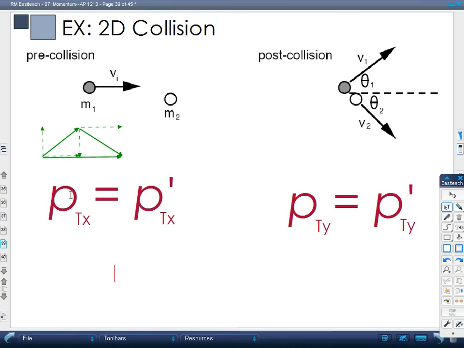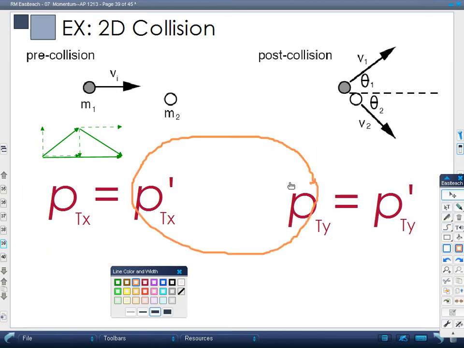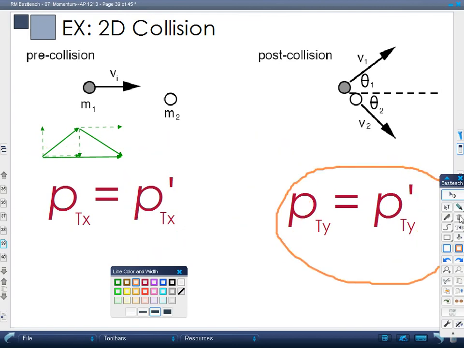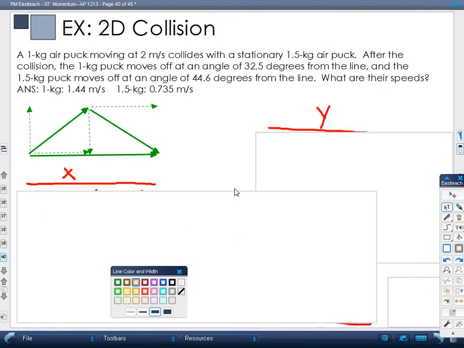The total, we're going to look at this separately. You've got the horizontal momentum here. And the vertical momentum here. This is conserved and this is conserved. That's not necessarily obvious. You may not have realized that conservation of momentum allows you to look at them separately, but it does. Here's the solution.